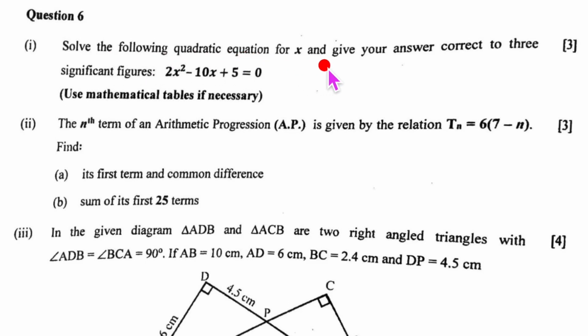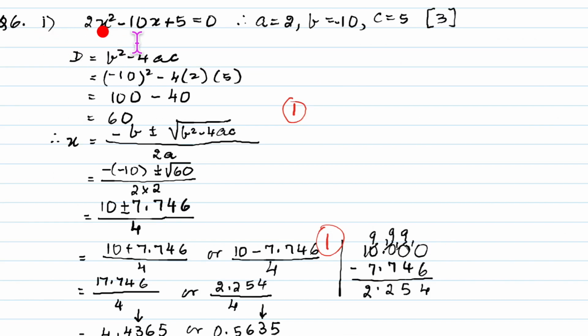Solve the following quadratic equation for x and give your answer correct to 3 significant figures, and this is the equation. Use the mathematical tables if necessary, and this is for 3 marks. This again is a straightforward question. In our solution, we write the equation first and we write the value of a, b and c. A is the coefficient of x squared, b is the coefficient of x, that is minus 10, and c is the constant, which is plus 5.